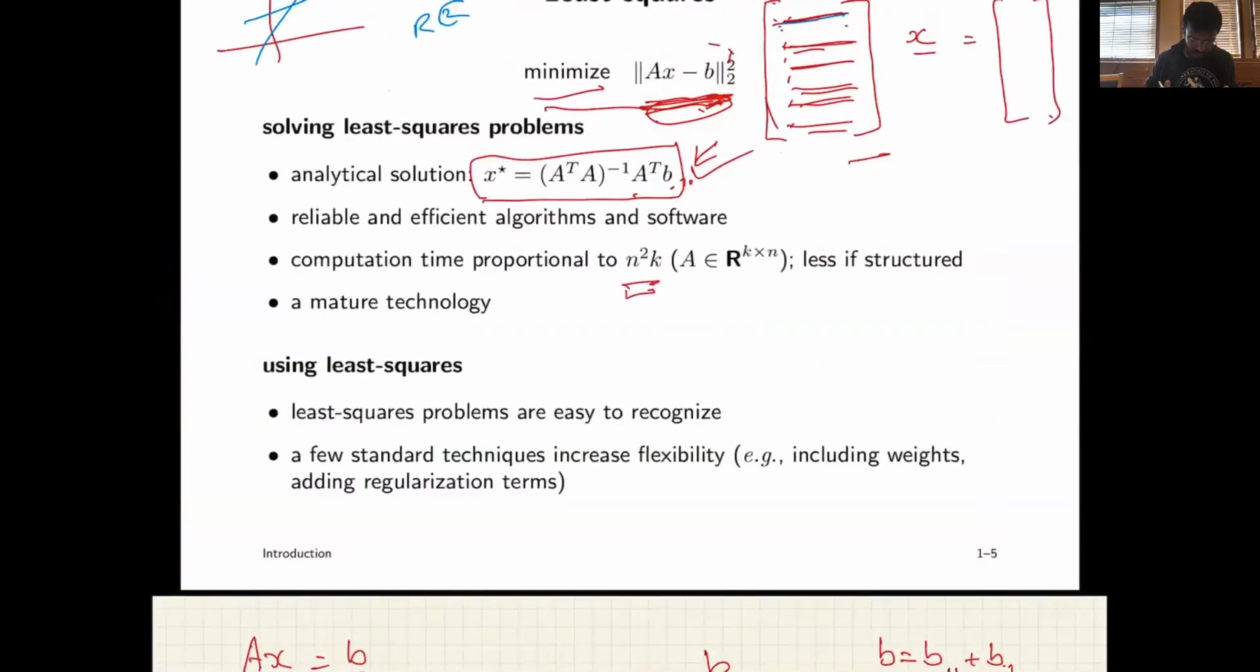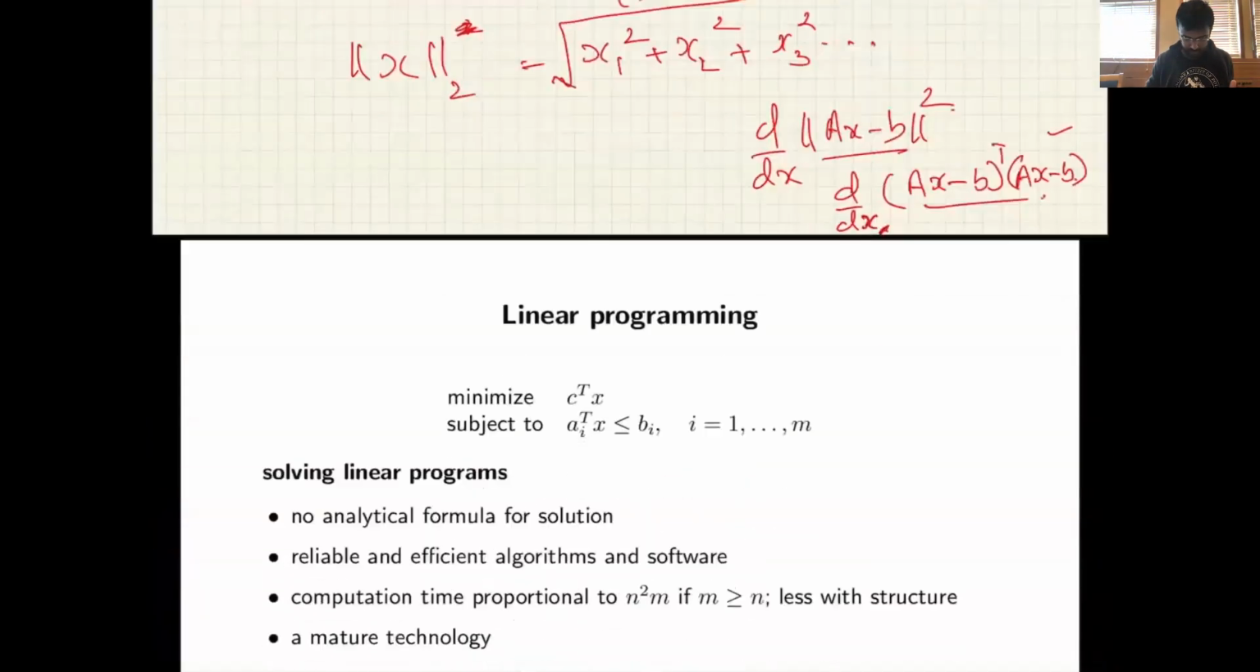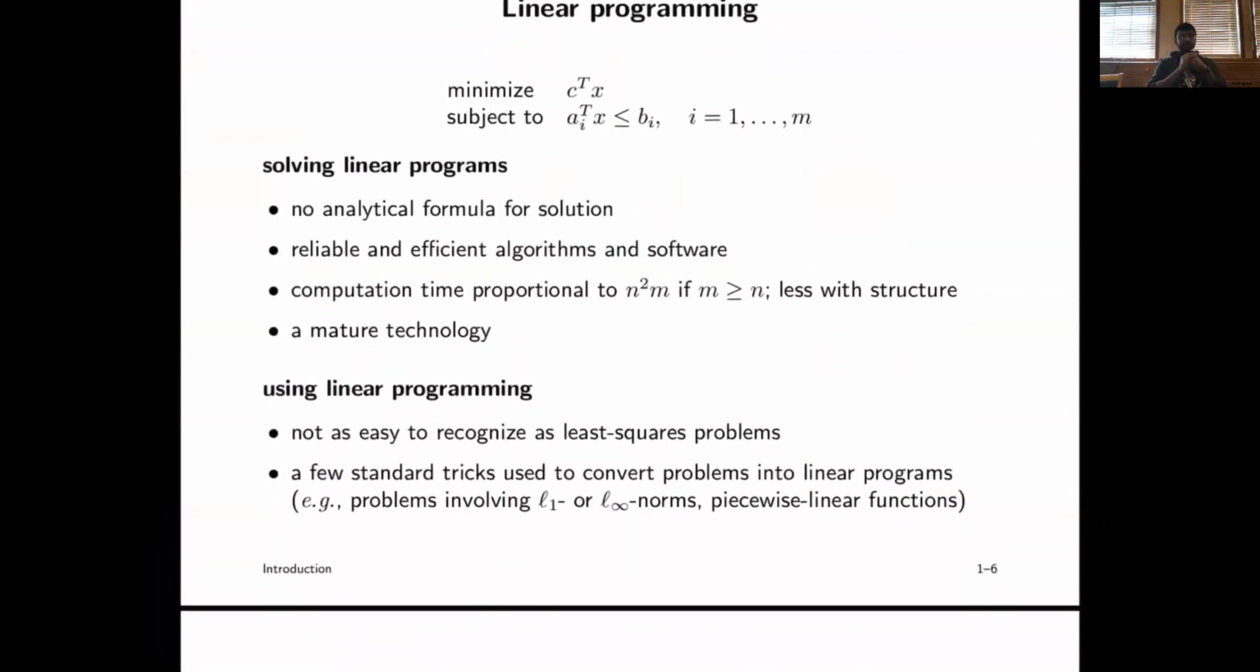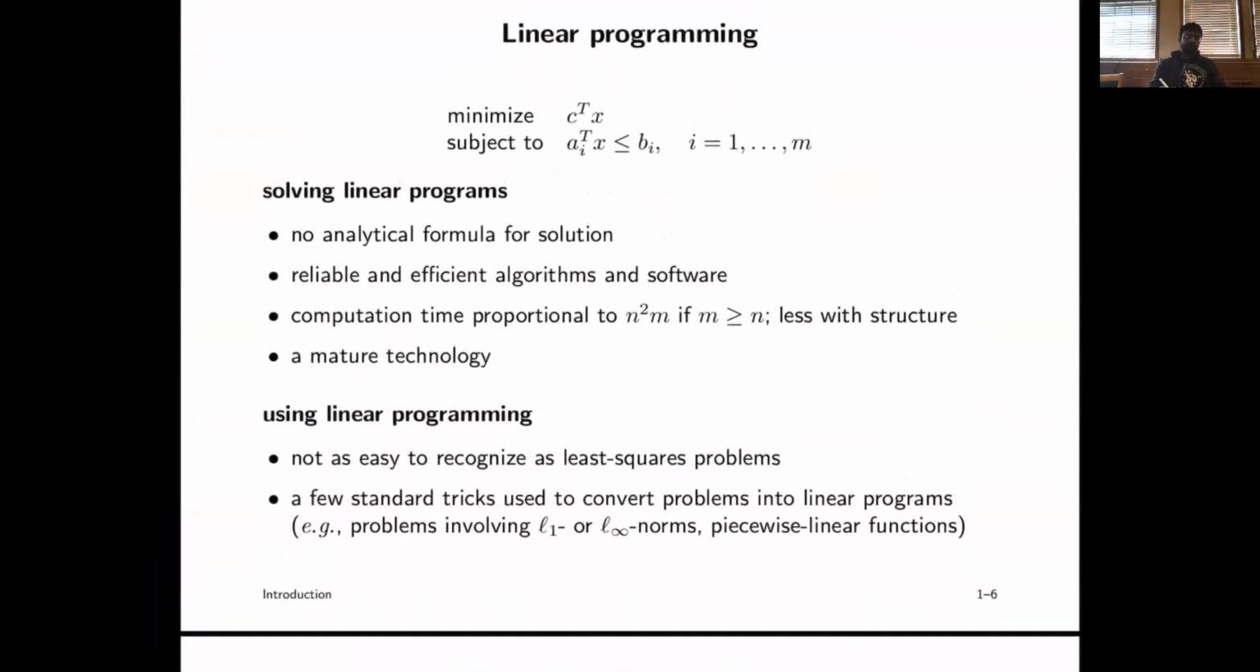Yeah, so let's not go into details, but just be aware that this least square has a closed form solution which can be solved very easily. The next class is linear programming, where you can see that the objective function is a linear function.